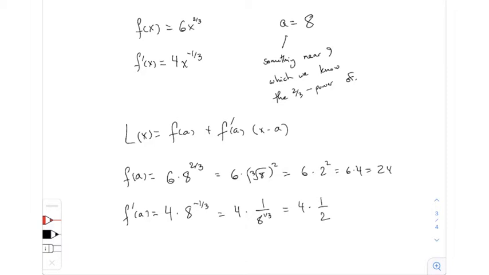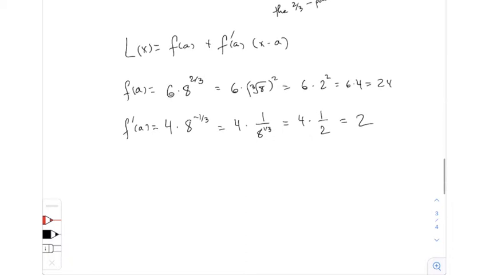Simpler than that. 8 to the 1/3 is 2. So it's 4 times a half, which is 2. Sorry about that. All right, now we can just plug everything in. L of x is f of a first, which is 24, plus f prime of a, which is 2, and then x minus a, which was 8. So this is my formula for L of x.